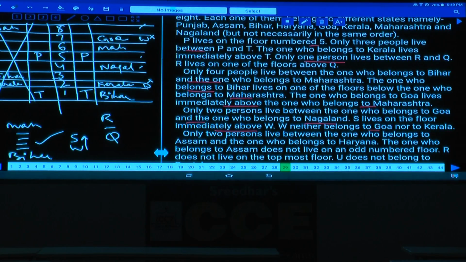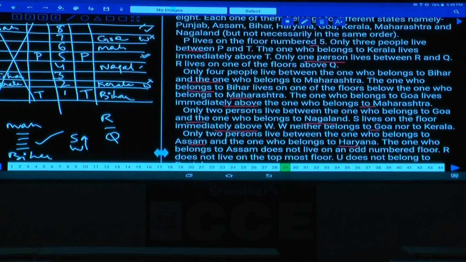Only 2 persons live between the one who belongs to Assam and the one who belongs to Haryana. There must be exactly 2 persons between Assam and Haryana. If Assam is here, 1, 2, Haryana will be here, that is one possibility. Or if Assam is here, 1, 2, Haryana, there is no possibility. Hence Assam and Haryana must be on the 5th and the 8th.